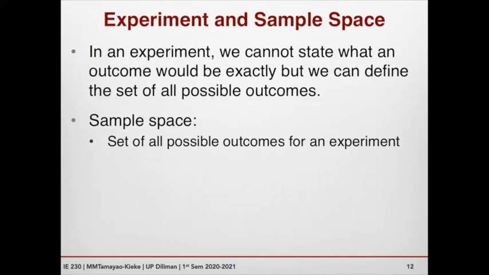In an experiment, we cannot state what an outcome would be exactly, but we can define the set of all possible outcomes. And the set of all possible outcomes for an experiment is the sample space.